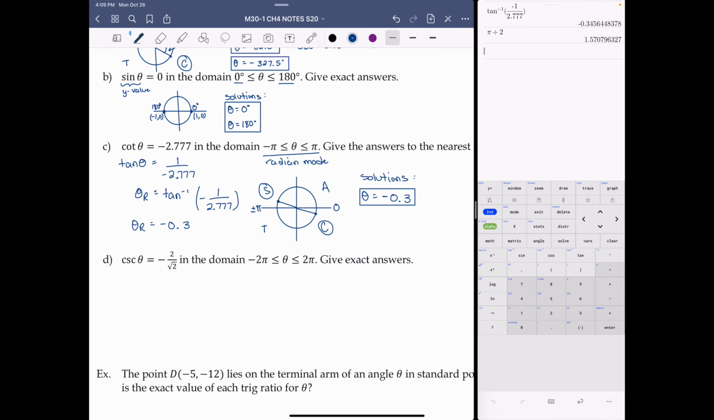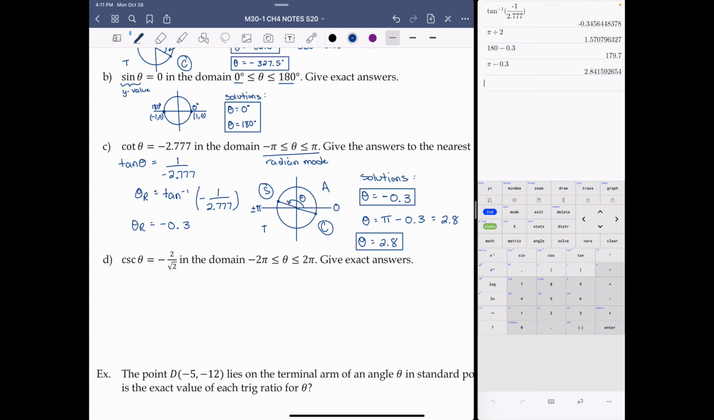And then our positive angle would be this. Theta equals, start with pi, which is quadrants 1 and 2, and subtract the reference angle, which is 0.3. Pi minus 0.3 is 2.8 rounded to the 10th, so our second solution is theta equals 2.8 radians.